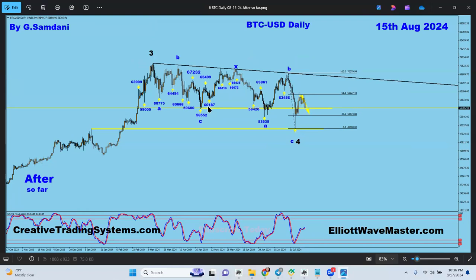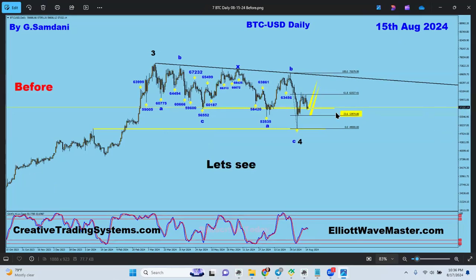And I said in this chart also that if we break below this, then we will go back to the 23% line. So I changed to another chart. I made another chart on the 15th showing that we might bounce from this 56,552, this yellow mark, right? Or we may drop to this 23% line and then bounce towards the upside. Right? That was the chart on the 15th.